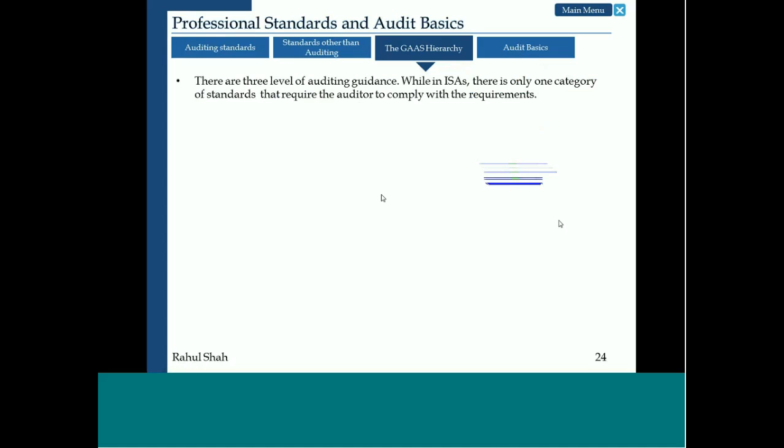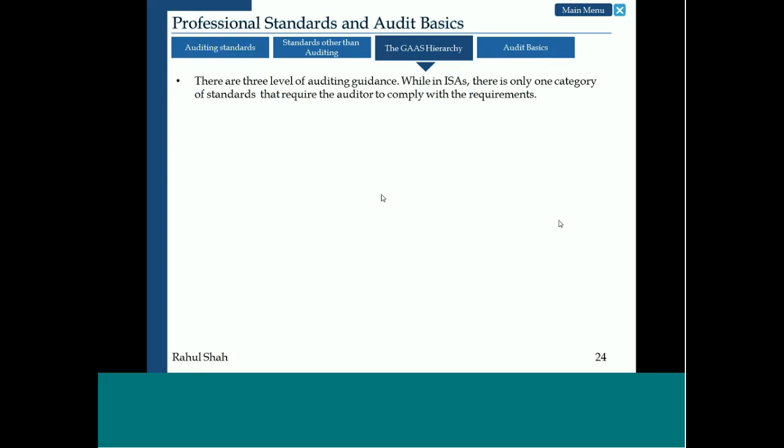There are three levels of auditing guidance. Please note, in ISA, the International Standards on Auditing, there is only one category of standards that requires the auditor to comply with the requirements. ISA is the only literature available in international auditing standards, so there is no point in discussing hierarchy. There is no hierarchy, so we are fine.